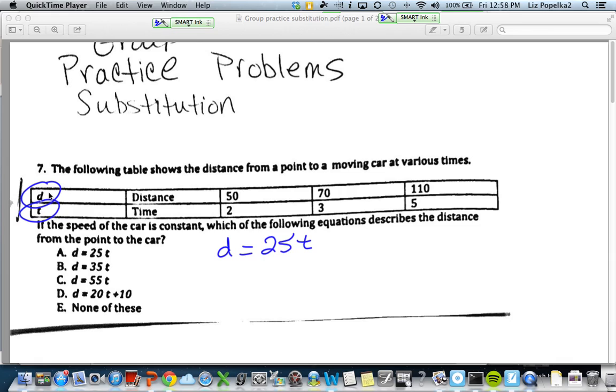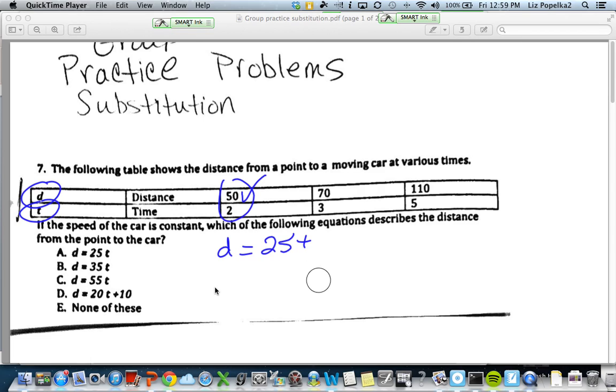So let's just use substitution, take our answers that are given to us, and see if it works. So for the first one we've got here, time is 2 and distance is 50. So I'm going to substitute in 2 for time. 2 times 25 gives us 50, which is in fact the number that goes with the 2. So that makes me think that that could be the right answer.